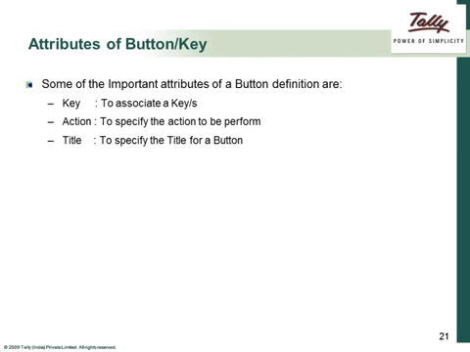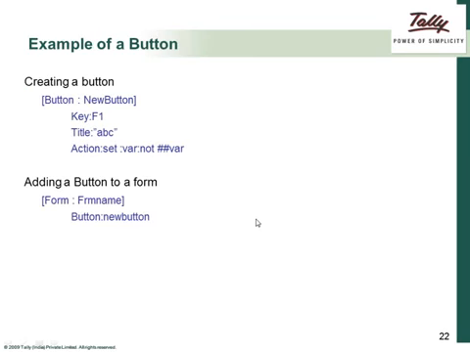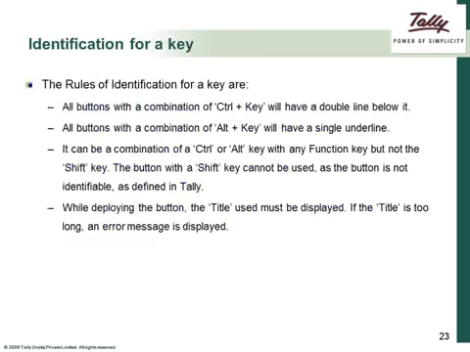Okay? Then there is a button definition: key, key name, title, whatever you would like to provide, action, colon, the set action. Okay? Set action is one of the actions that a button performs. There are a list of actions that a button attribute action can perform, but one action, one button. Clear?